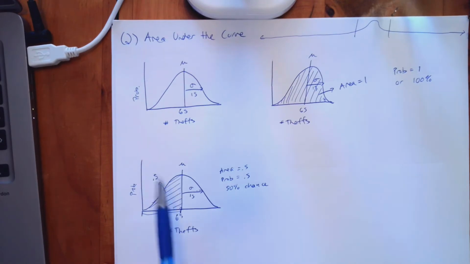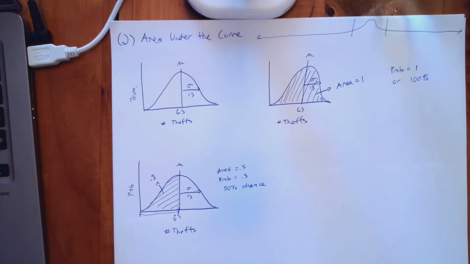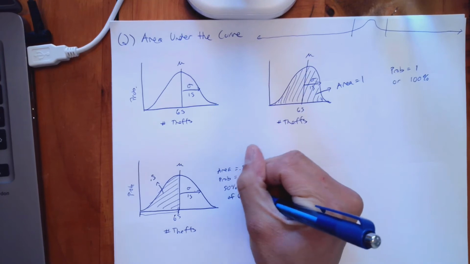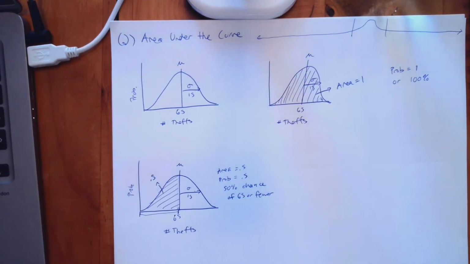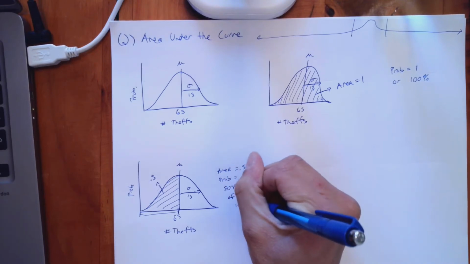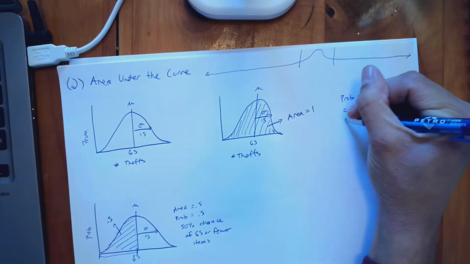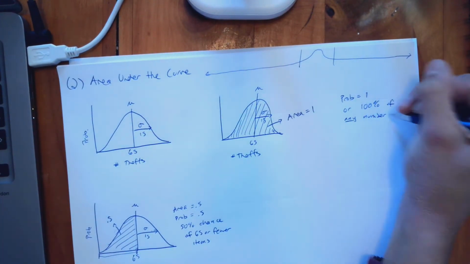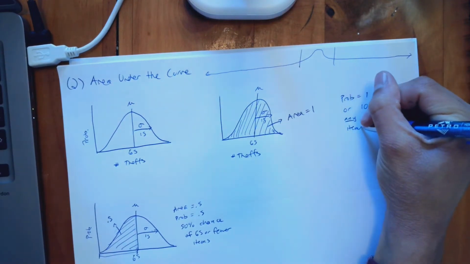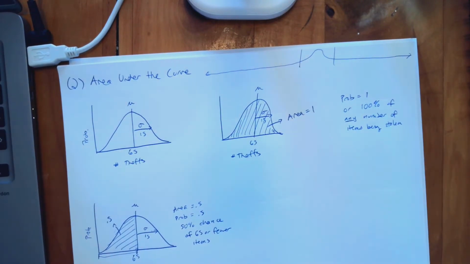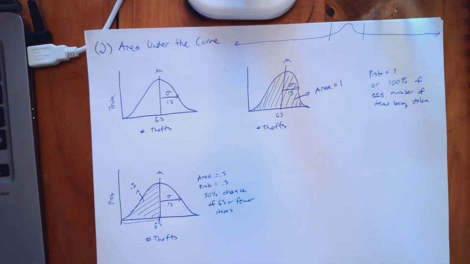Again, what we're doing is using the area under the curve for a particular set of values to tell us what the probability is of getting one of those values. So, 50% chance of 65 or fewer items being stolen. And I'll add up here a 100% chance of any number of items being stolen. Alright, so that's the basics of area under the curve and how it corresponds to probability.